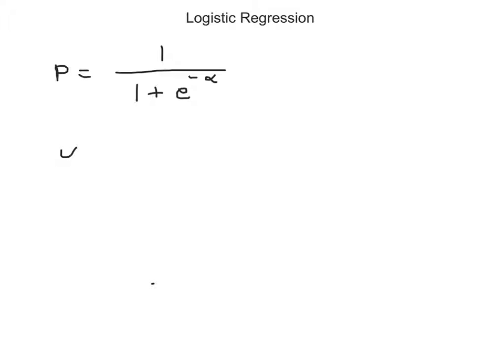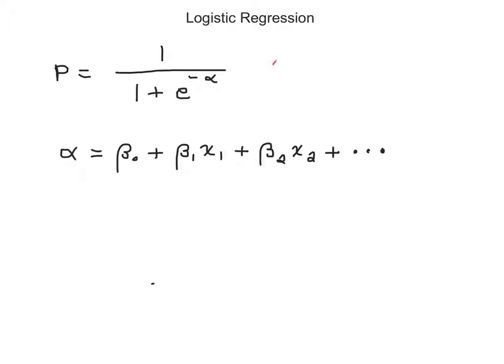Alpha is a linear equation, and it starts with the y-intercept, which is beta naught, plus our first coefficient, beta sub 1, that is the first coefficient for our independent variable, x sub 1. And if we have an additional independent variable, we'll have another coefficient, beta sub 2, times x sub 2. And we can continue to add terms as we have more independent variables.